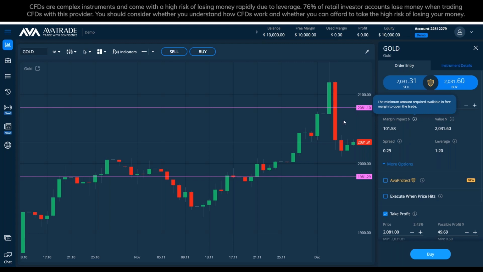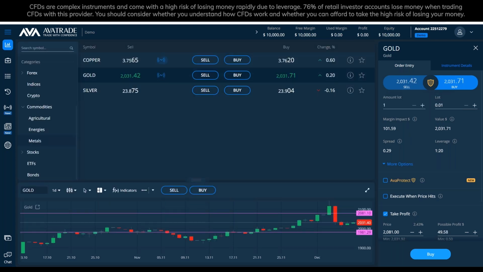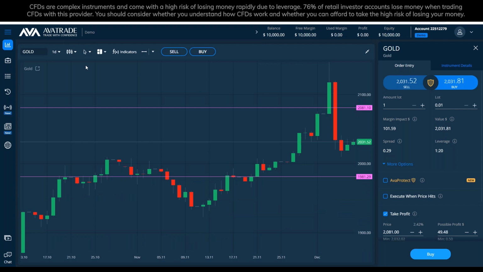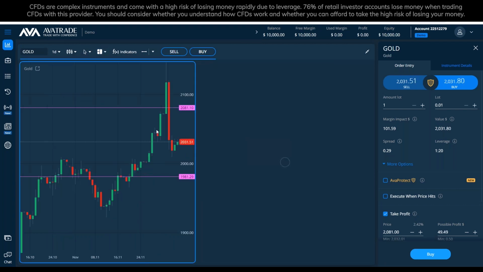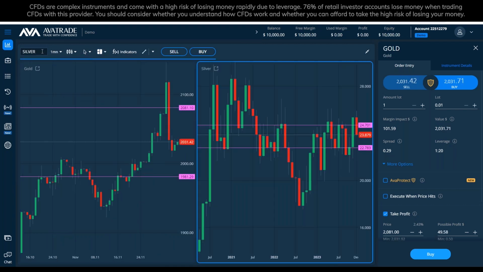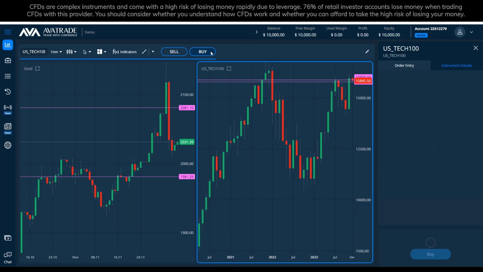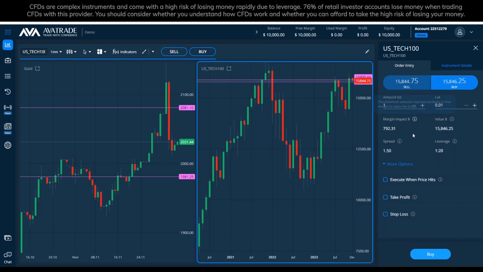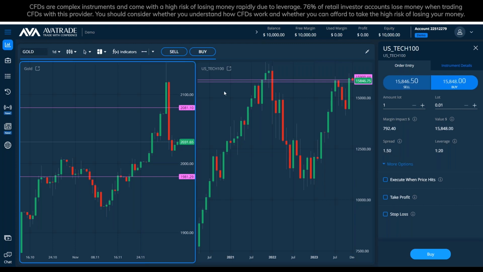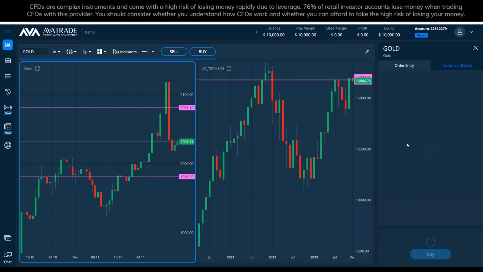Maybe I can show it to you with two assets at the same time. I'm not sure it's going to let me see this interface though, but I'll have to try. Okay, let's try. Yeah, but the problem is that it cleans the pending order that I've placed to show you.